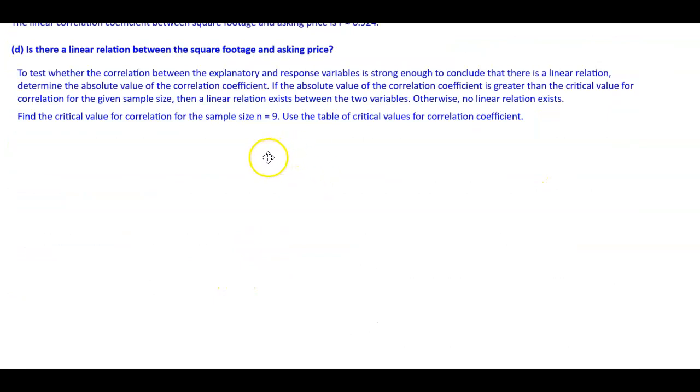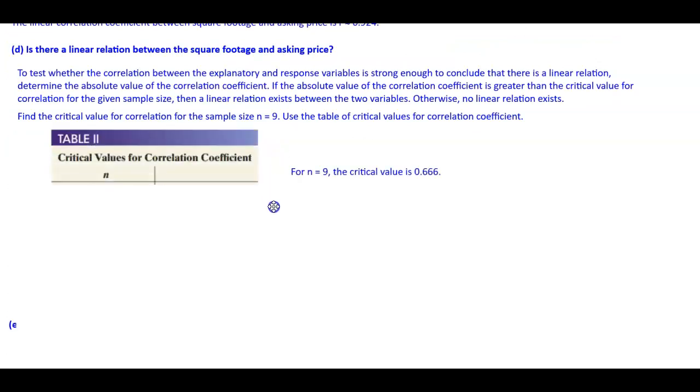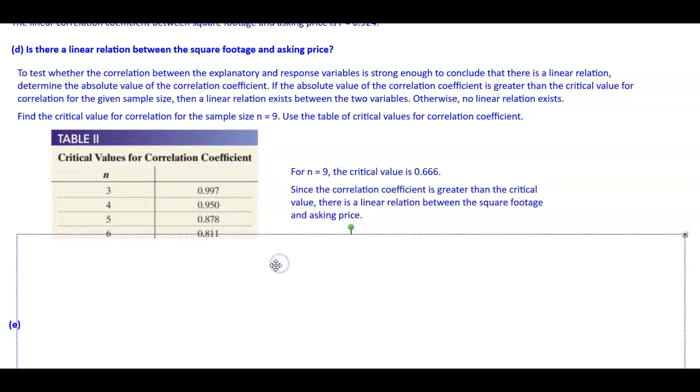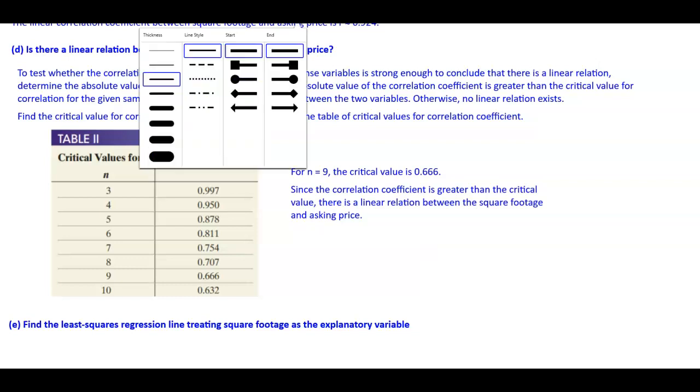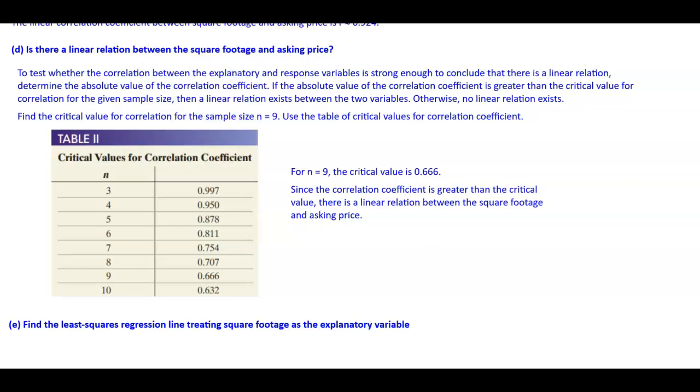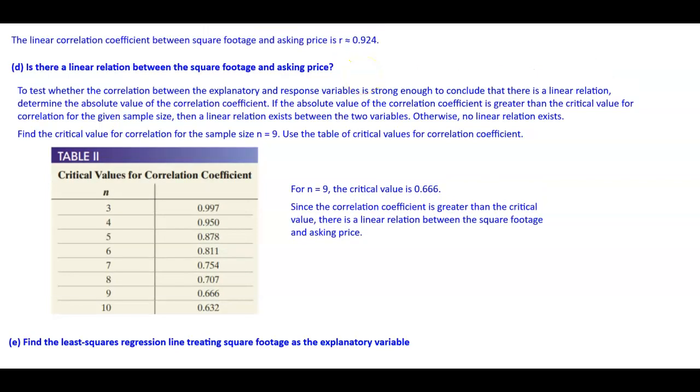So we're going to use the table of critical values for the correlation coefficient. If we take a look at 9 down here, we get a critical value of 0.666. We know the linear correlation from our previous step was 0.924, and it's greater than the critical value when n is equal to 9 of 0.666. So, since the correlation coefficient is greater than the critical value, there is a linear relation between the square footage and the asking price.